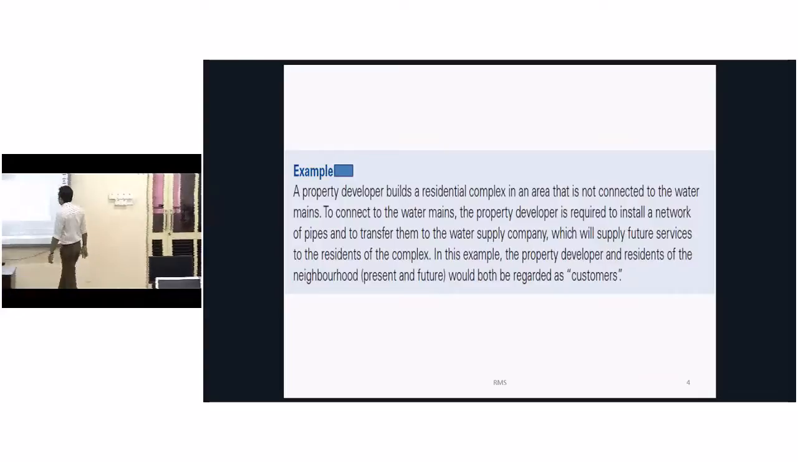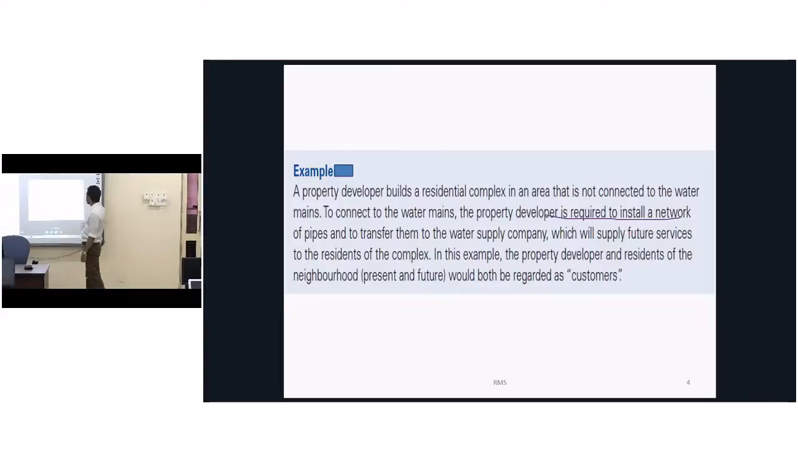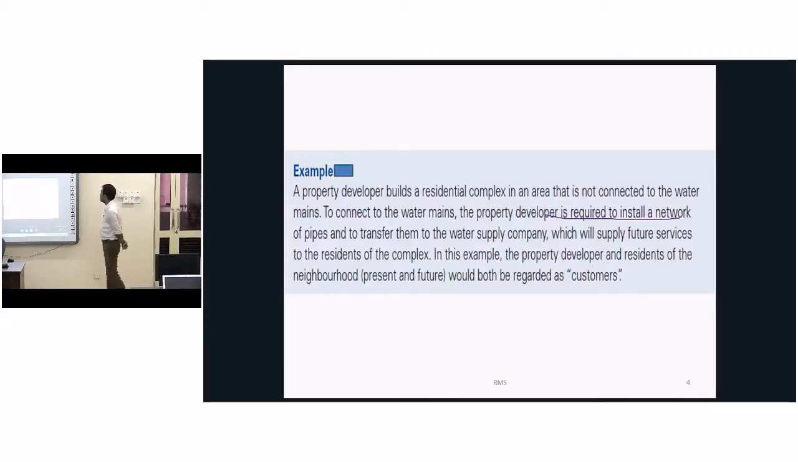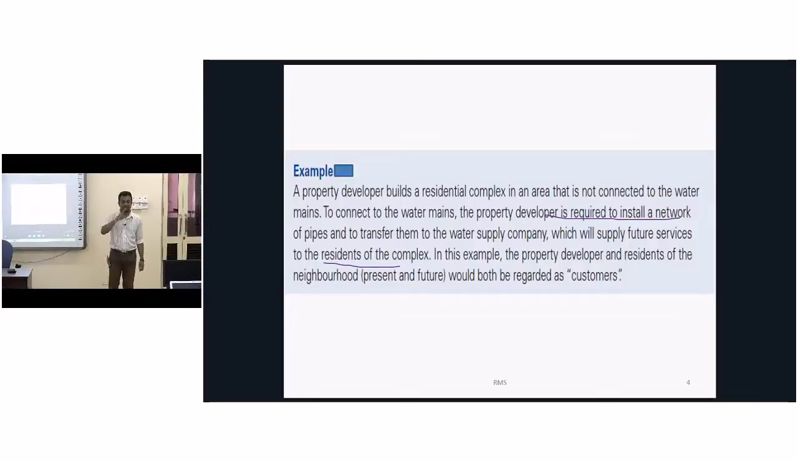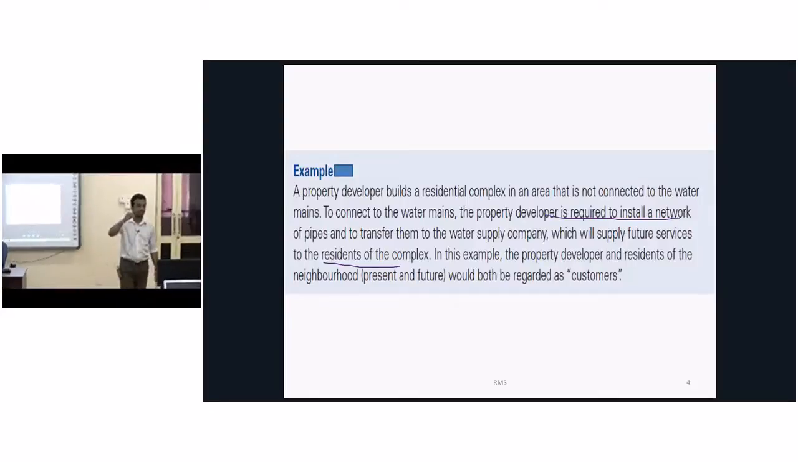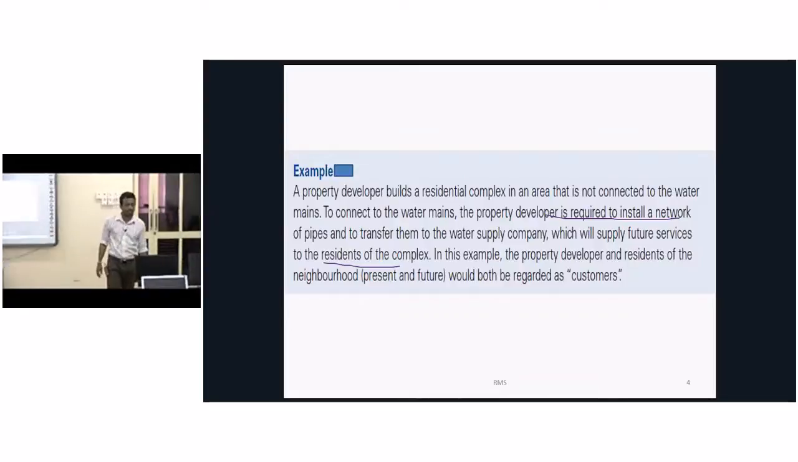To connect the water mains, the property developer is required to install the network of pipes and to transfer them to the water supply company, which will supply future service to the residents of the complex. Right? In this example, the property developer and residents of the neighborhood, present and future, would both be regarded as, look, customers. In this standard, if you can remember, transfer of asset from whom? From customers. Here, customer means, look, who is the customer?